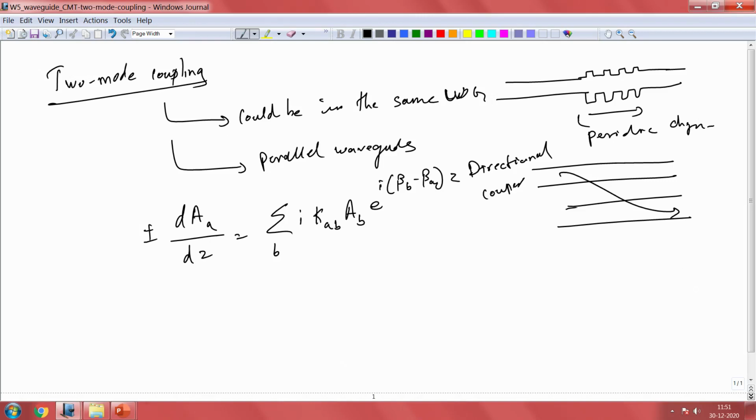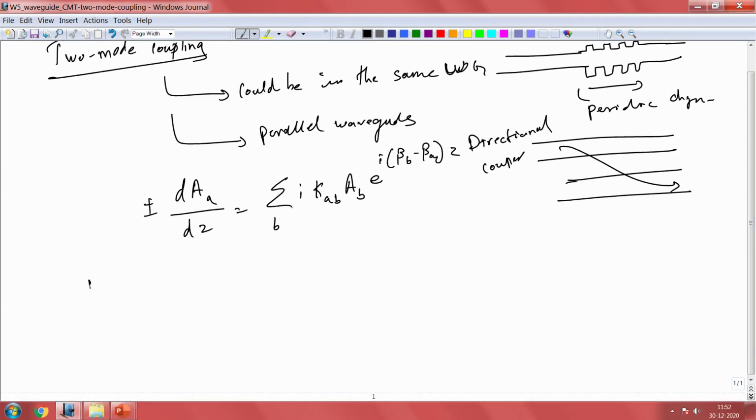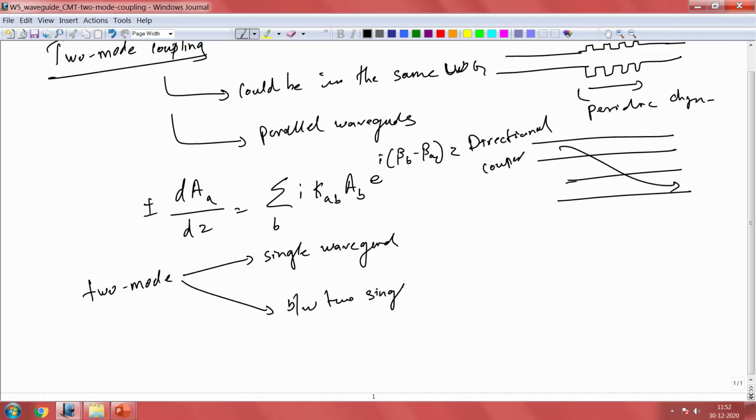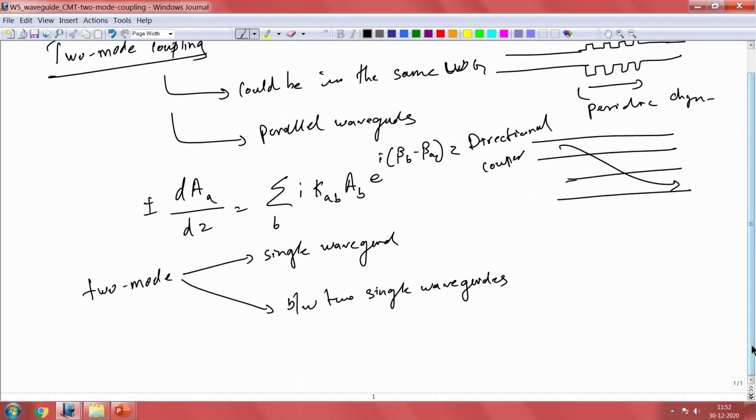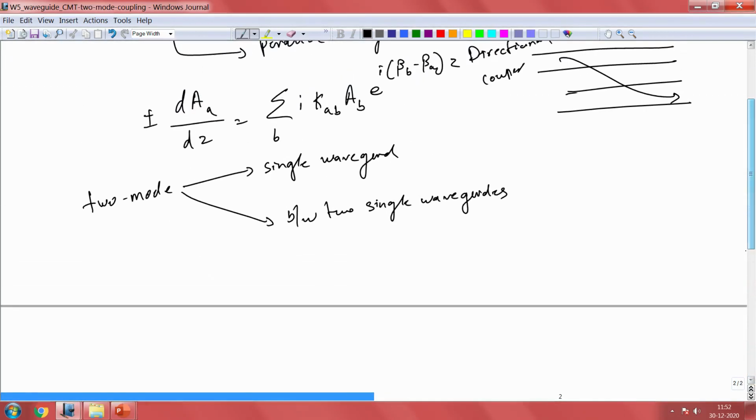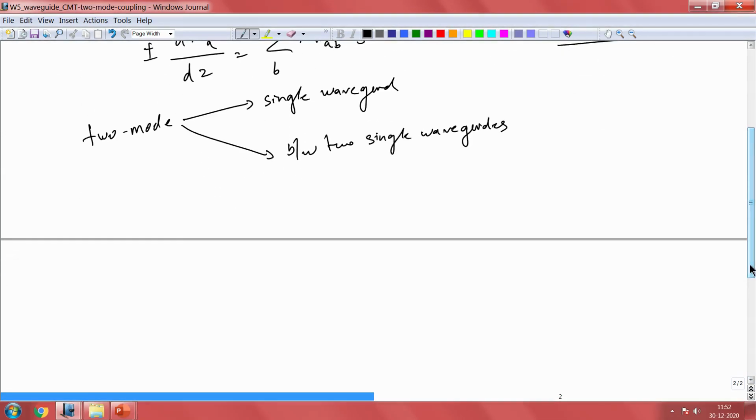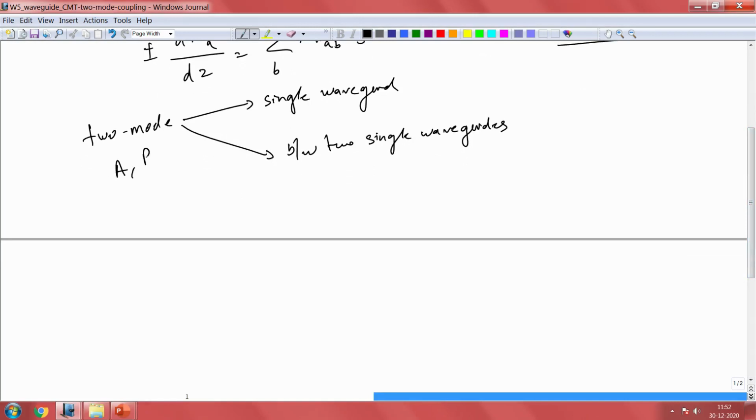Then we can write these two modes, either in a single waveguide or between two separate waveguides. Let us say there are two modes that you take, and we want to expand their fields, and the fields could be A and B, let us say. So we are taking two modes, and this could be either in a single waveguide or between two single waveguides. Let us say their amplitudes are A and B, and let us see how the amplitudes of A and B are going to look. So the two modes are A and B.